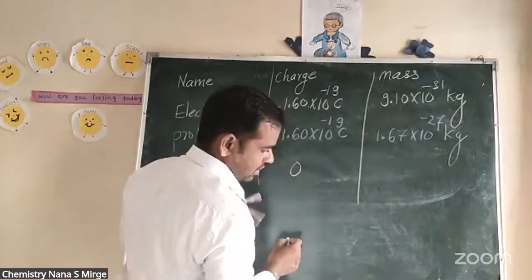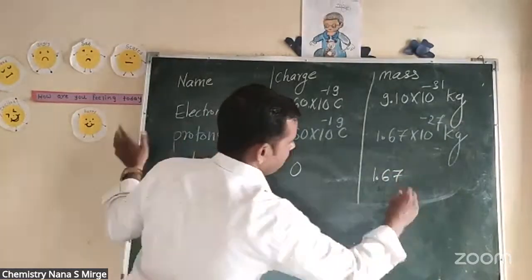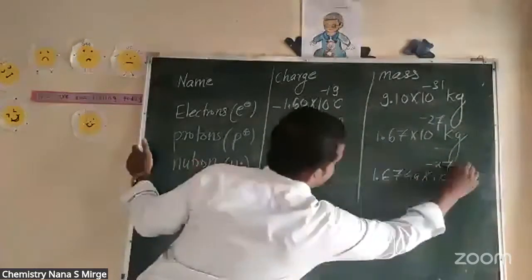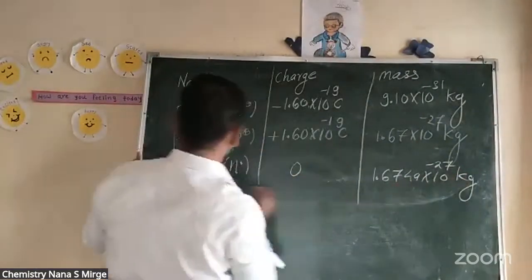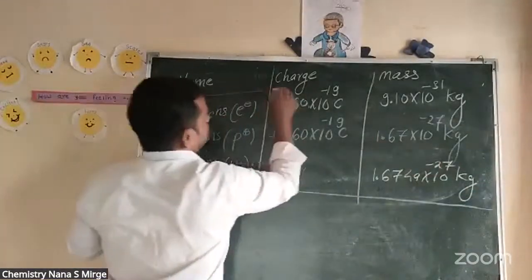1.67 and something, 1.67493 into 10 raised to power minus 27 kilogram. So remember this charge, it is a very important charge for you.